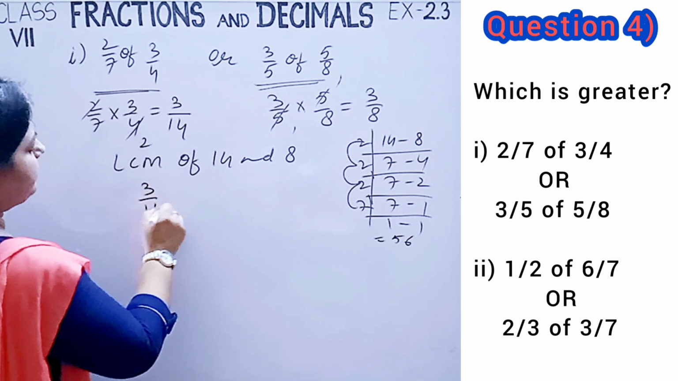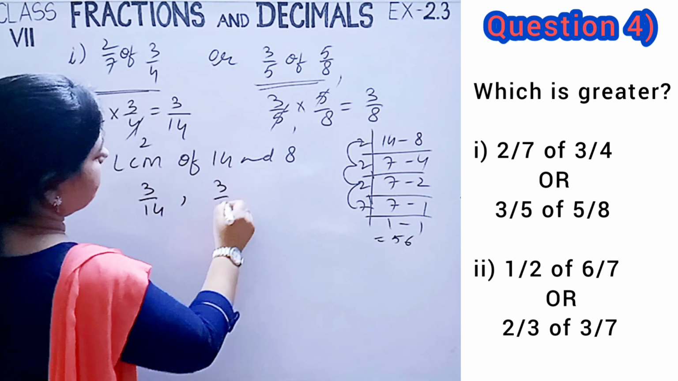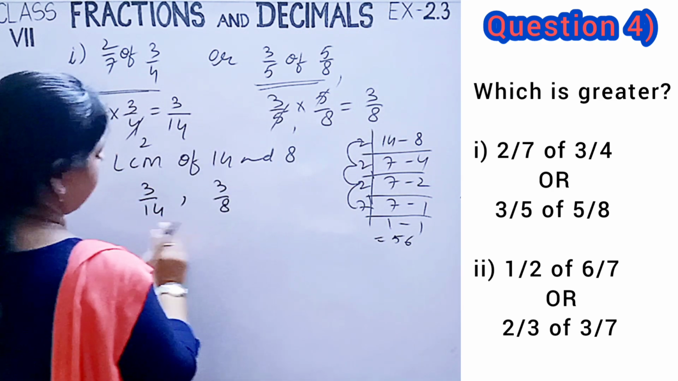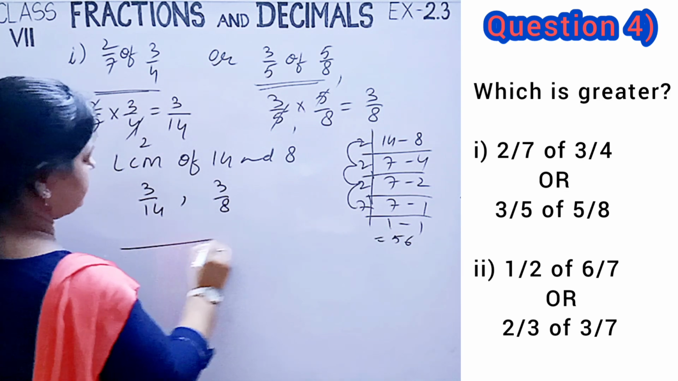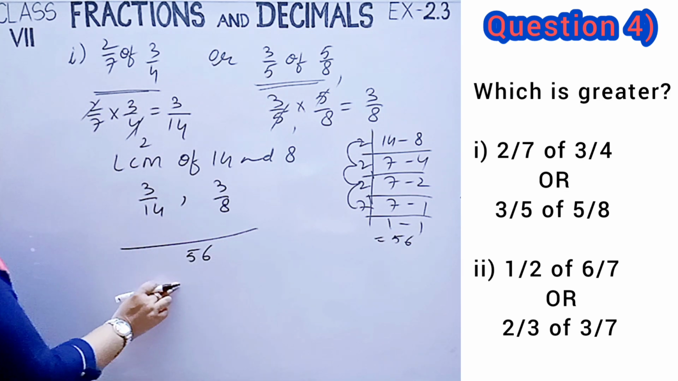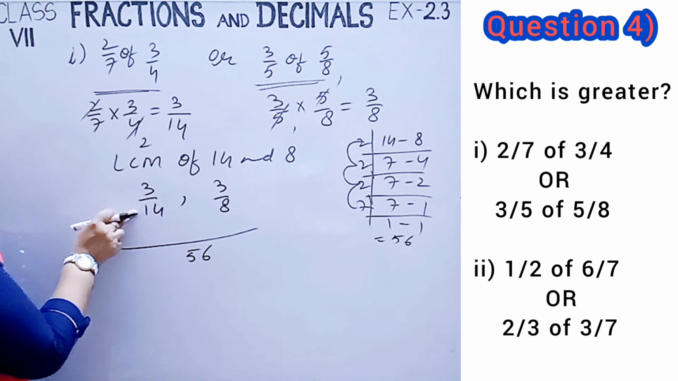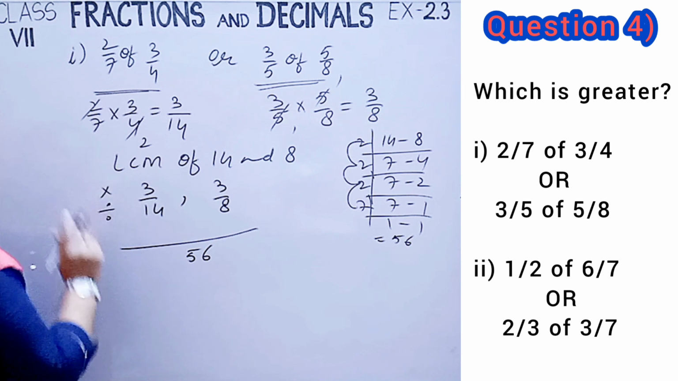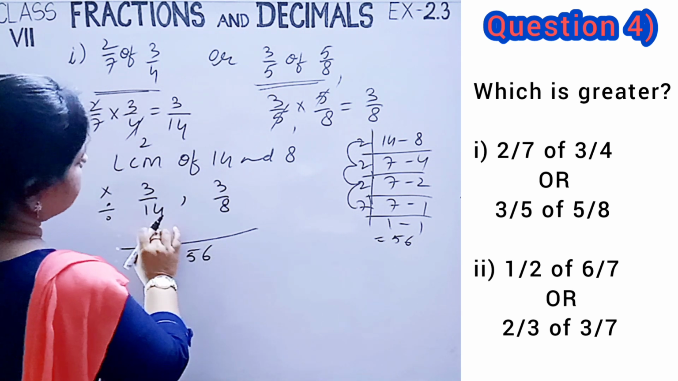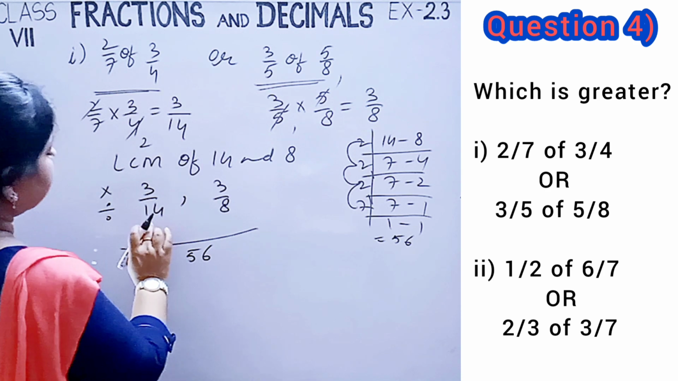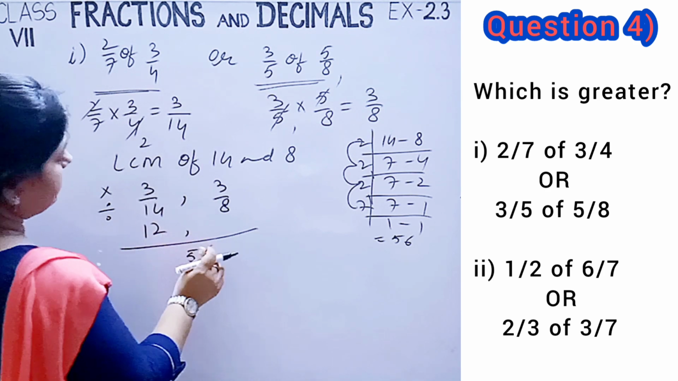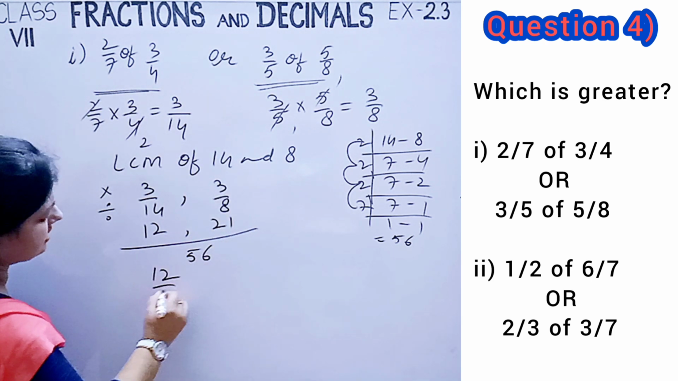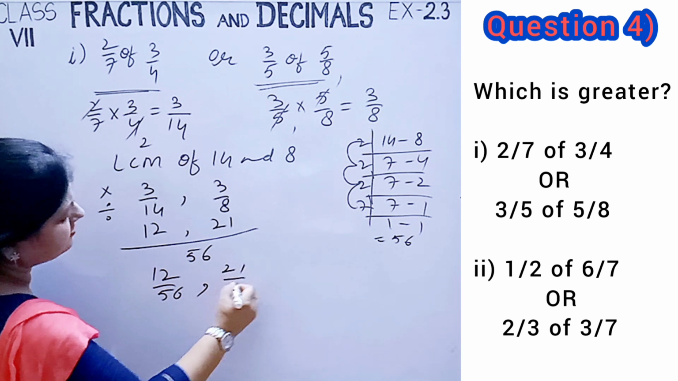So 3 by 14 or 3 by 8. So 3 by 14 from here and 3 by 8 from here. And LCM of 14 and 8, 56. So 56. As good, we have to divide 56 by 14, and after that result will be multiplied with 3. So first divide and then multiply. So 56 divided by 14, we get 4, and 4 3s are 12. Then 8 7s are 56, 7 3s are 21. Now 12 upon 56 and 21 upon 56.